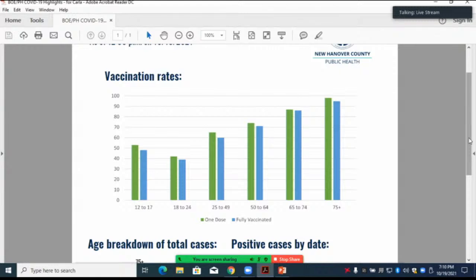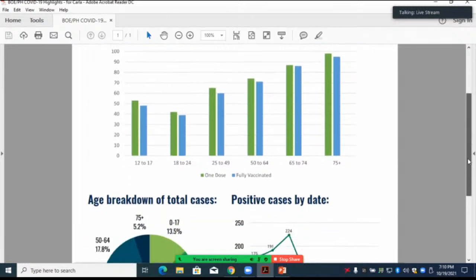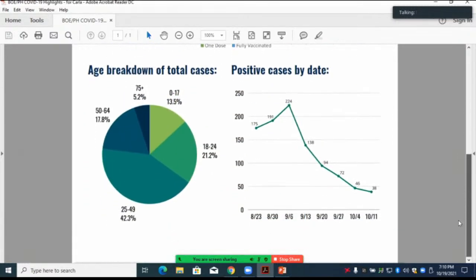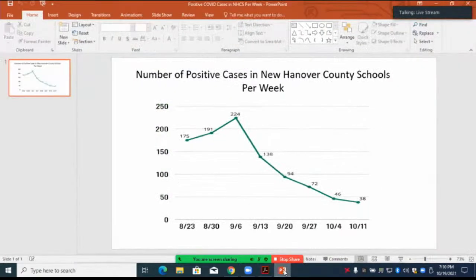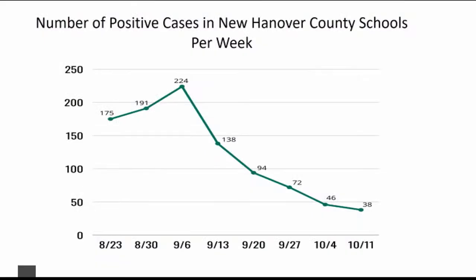I just gave you a quick pie chart with the breakdown of total cases, and that's since this all began in March of 2020. And as you can see, our 0 to 17, so your student population, those cases make up about 13.5% of our total cases. But the best graph I have to show you is the next one, positive cases by date. And you can see we started off the first week of school, and for about 2 weeks we climbed. We saw some increase in positives. Now granted, the majority of those positives were not transmitted at school. Children were sick and came to school, or didn't come to school, but of the school age.